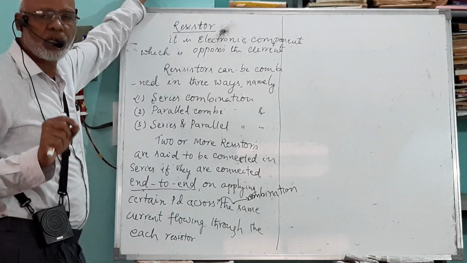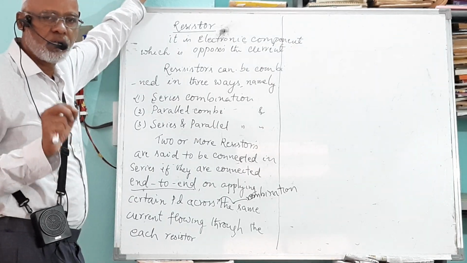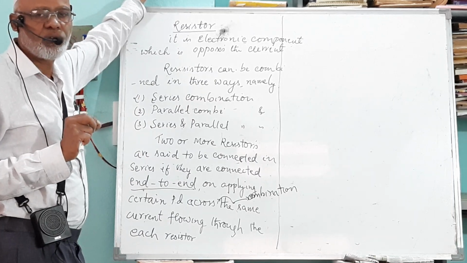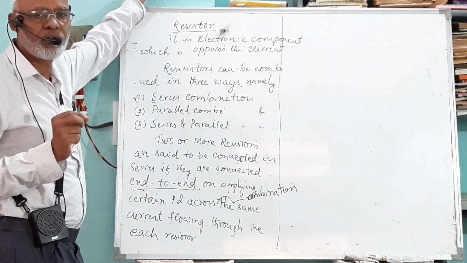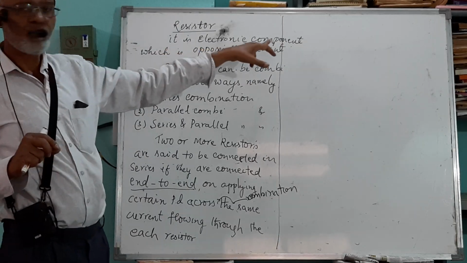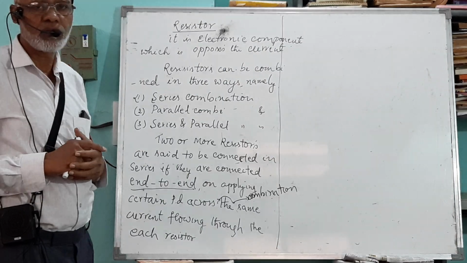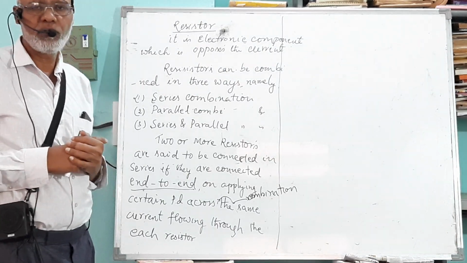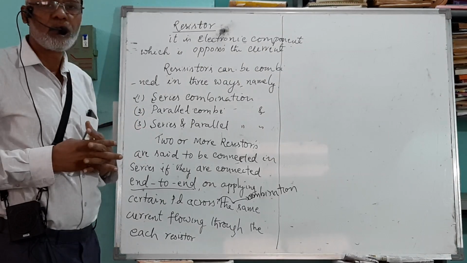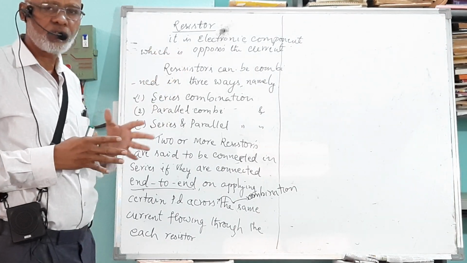A resistor is an electronic component which opposes the flow of electric charge or electric current. As I have written, it is an electronic component which opposes the current. In order to reduce the current in the circuit, sometimes you require a resistor.